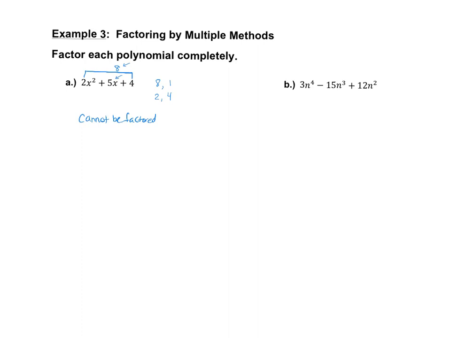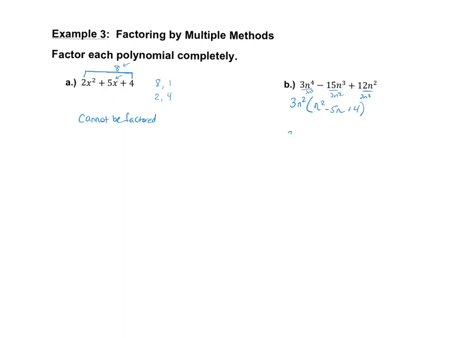Okay, in example B, I see that I can take a 3n squared out of all of these. So I'm going to divide all these by 3n squared. That's my GCF, and I can see what's left. Well, here I'd have n squared for the first one, minus 5n, and last it would be plus 4. And so I could see if I have a perfect square trinomial, n times 4 times 2, it would have to be 8n in there, so that's not going to work.